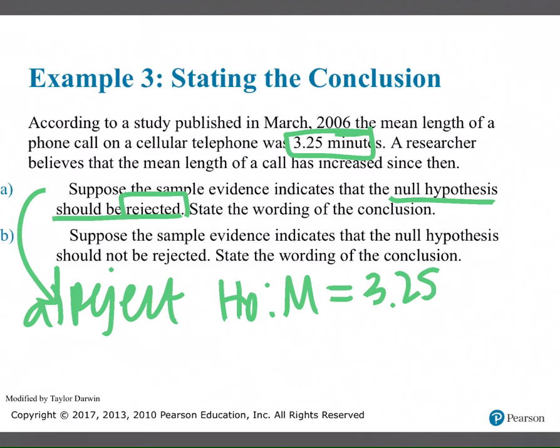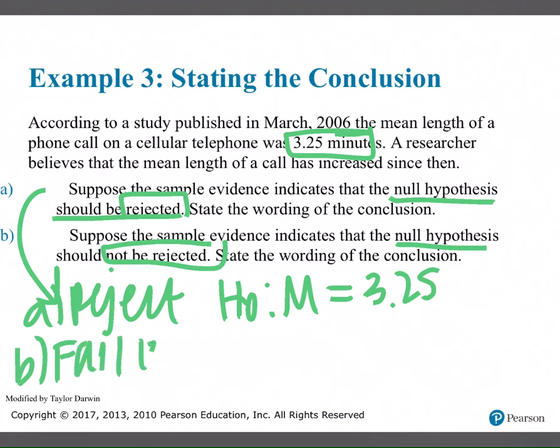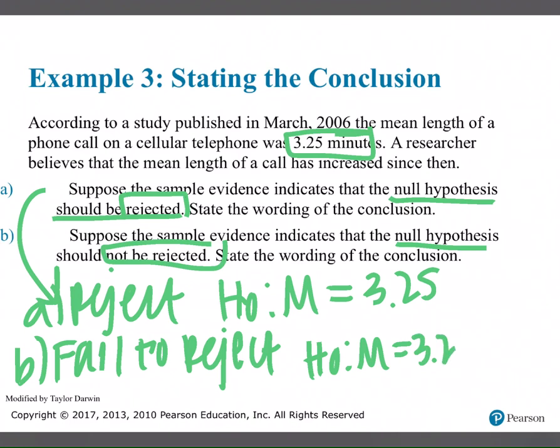In B, it says, suppose the sample evidence indicates that the null hypothesis should not be rejected. So again, remember we don't say accept, like we don't say innocent, we just say not guilty. Or in this case, if it should not be rejected, we say fail to reject the null, which is that mu is equal to 3.25. And that is how we conclude what we'll be doing in 10.2.